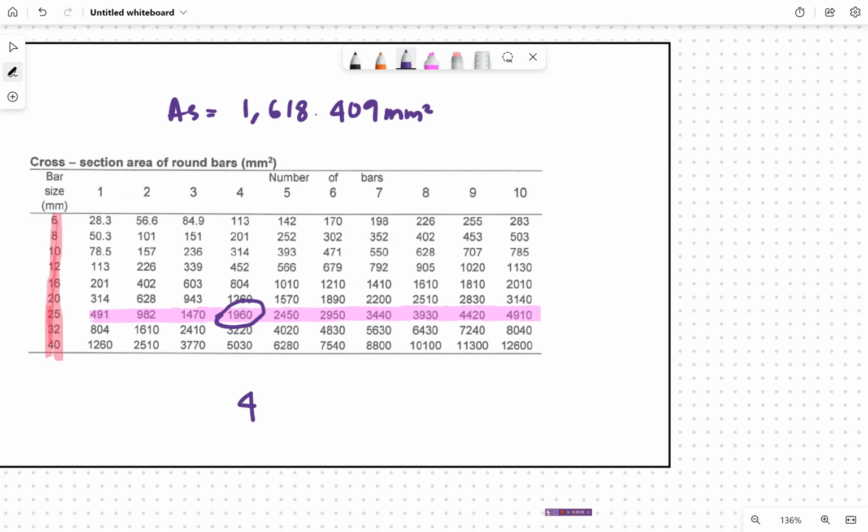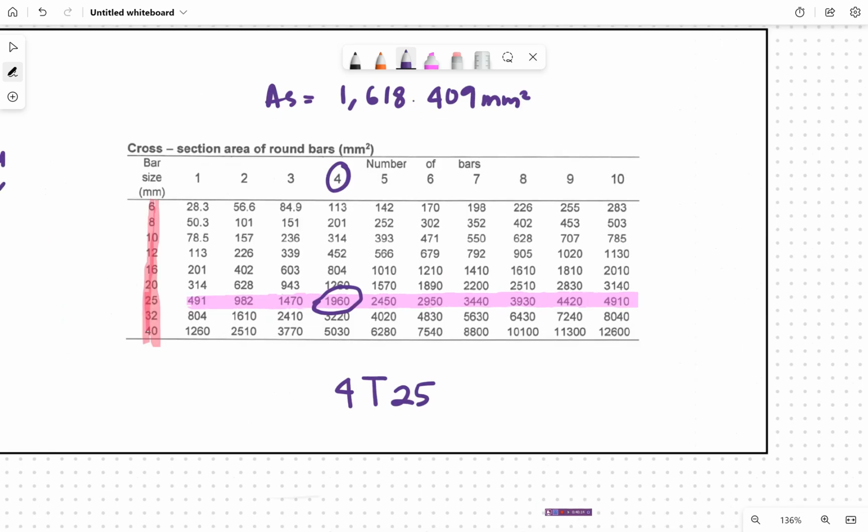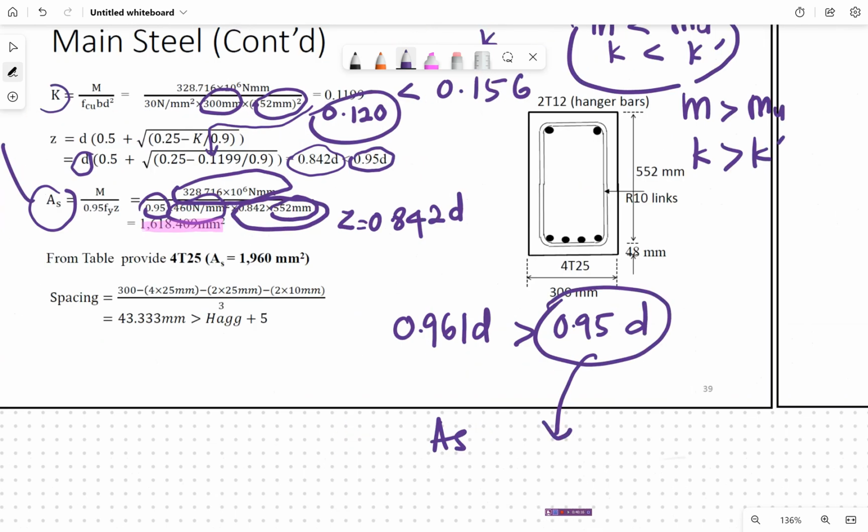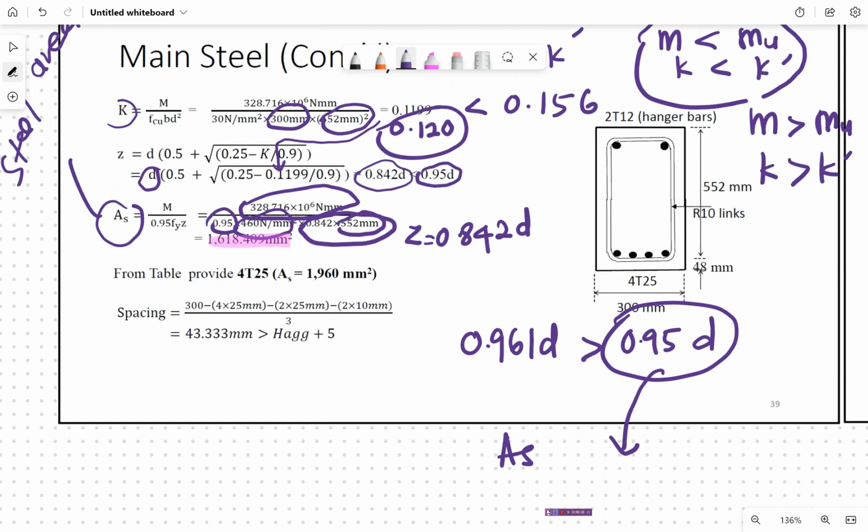Okay. And high tensile or high yield, T tadi, 25 mm diameter. So inilah bar yang kita nak pakai, 4T25. Right. Di sinilah. Then I put the AS yang saya dapat daripada the table tadi, 1960. Okay, the next step is we need to calculate the spacing sebelum kita boleh draw.